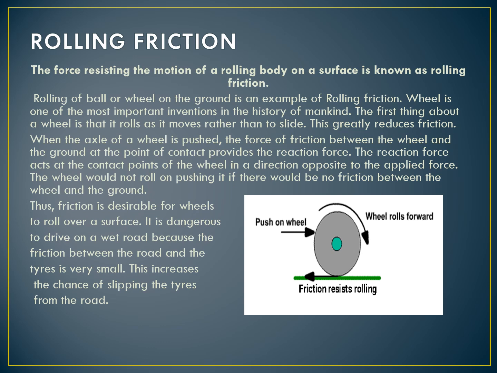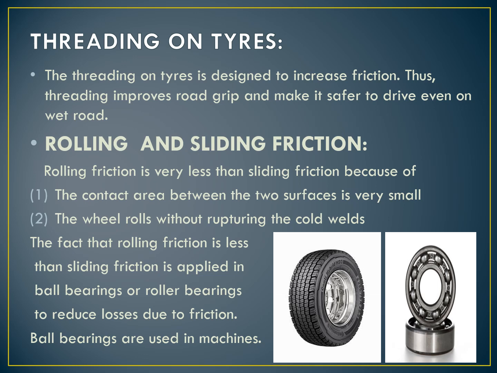From this fact, we come to know that it is dangerous to drive on a wet or slippery road because the friction between the road and the tires is very small in this case, and with a very small value of friction, rolling becomes difficult and hence it increases the chance of the tires slipping on the road. Threading on the tires is designed to increase the friction. Hence it increases the road grip and makes driving safe even on a wet road. As you can see in the picture, the tire has different designs on it to increase the friction.